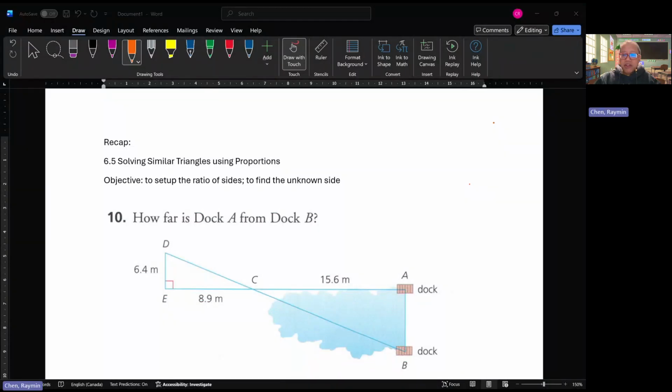This is question 10 from a different textbook. Basically the question is asking, how far is dock A from dock B? You can see the measurements of their sides.